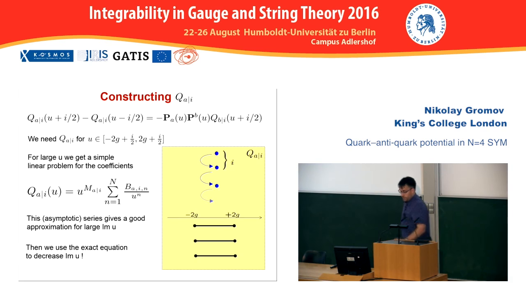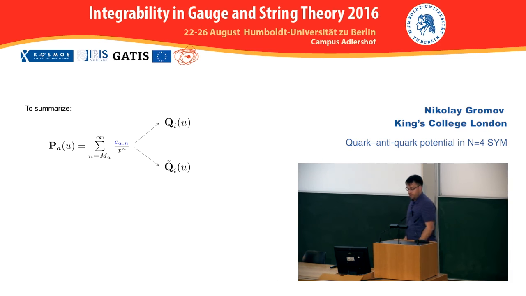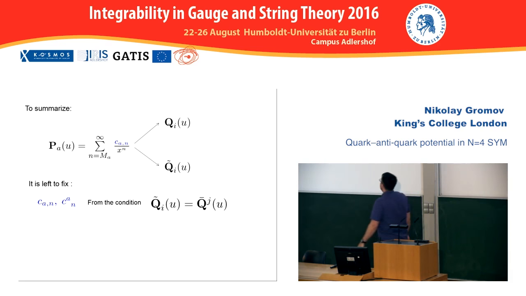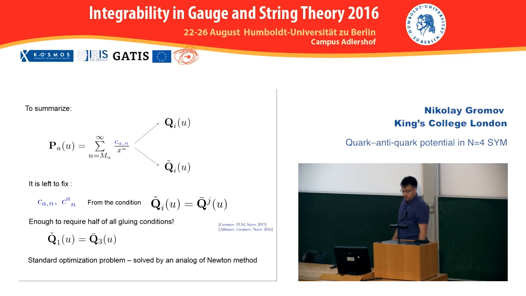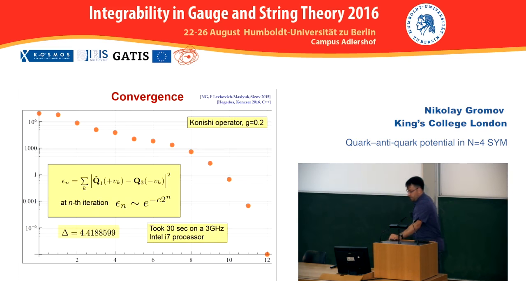In this way we reconstruct Q_{a i} in terms of the coefficients C's, then we find Q_i just by rotation, and then we impose that Q_i tilde should be Q_j bar, and this gives an equation for C. We observed that only half of these gluing conditions are needed, but it's purely an experimental fact at the moment, so there's no proof of that. Then you can solve this constraint on C by a simple Newton method, which gives you results in a few seconds. You can see the code which reproduces this result on the Regensburg Summer School web page, if it's not removed yet.